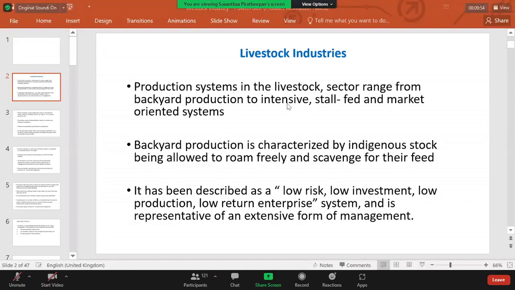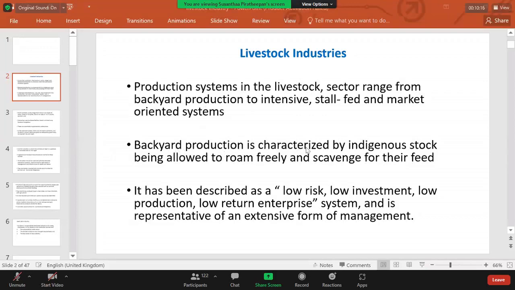So based on the management system, it varies whether intensive, semi-intensive, or extensive. Stall fed is related to intensive. Market oriented means whether you're producing completely for marketing purposes.